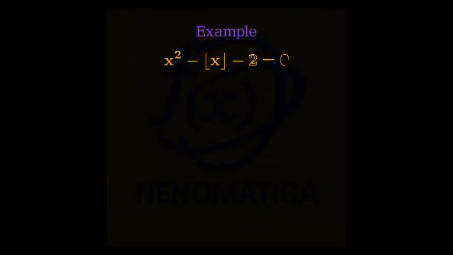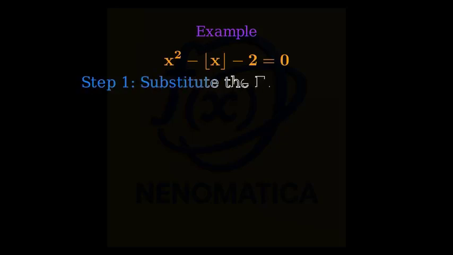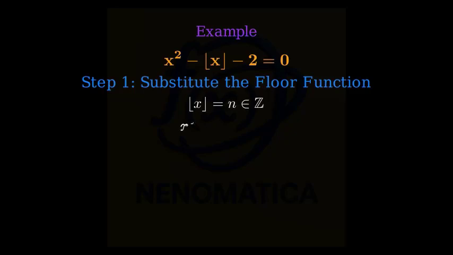Example. In this lesson, we will solve the floor equation x squared minus floor of x minus 2 equals 0. We will proceed step by step using a precise case analysis on the integer part of x. Step 1. Substitute the floor function. Let n be equal to the floor of x, an integer. Then the equation becomes x squared minus n minus 2 equals 0.